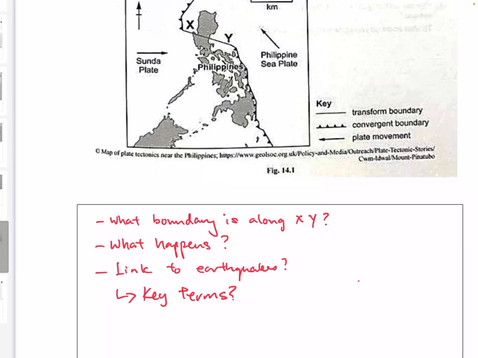Link to earthquakes. What does that transform boundary? How does it link to earthquakes itself? What are the key terms we're looking at? Things like friction. Okay, buckling. Okay, holding in place, snapping forward, buckling, releasing tremors.